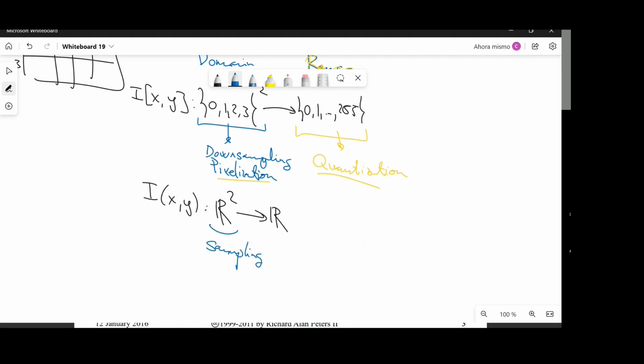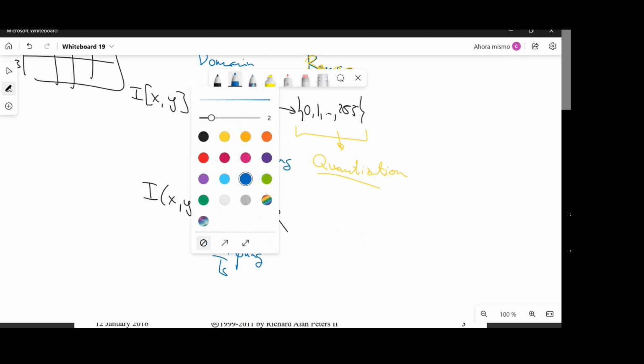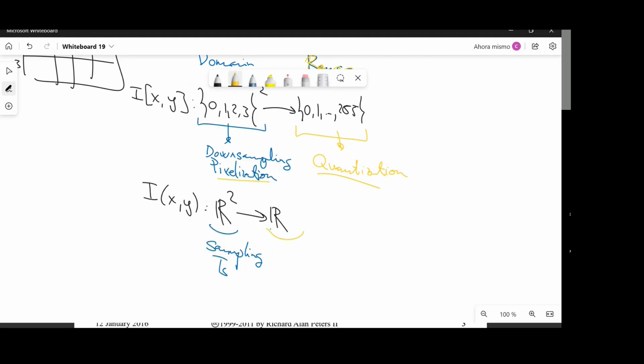And the important parameter there is the space distance between nearby pixels. So what is the pixel size? And the other one is this one that we have called quantization.